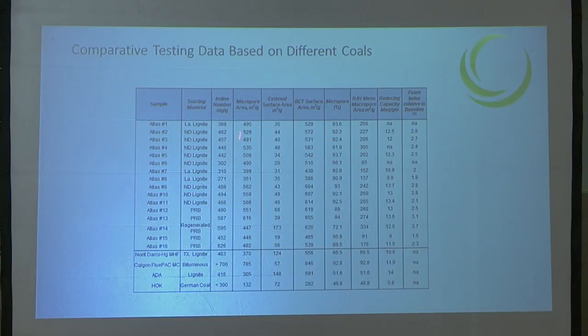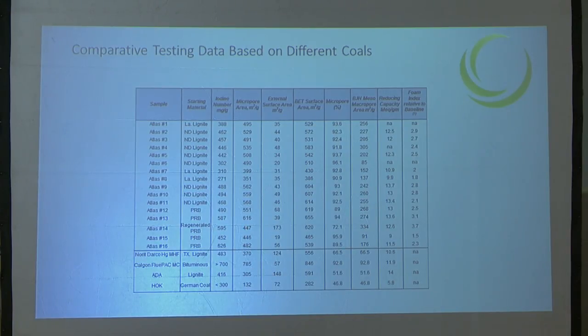Looking at micropores, which is this column right here that we're focused on, Calgon is kind of the industry standard. They're the best. They have been for 70 years. They make a lot of carbon. They're the ones you've heard about. Their micropores are 785. I mean, they're fantastic. We're not too bad. We're right kind of in the middle. We're comparable to Norit. We're actually a little bit better than Norit, as well as ADA.